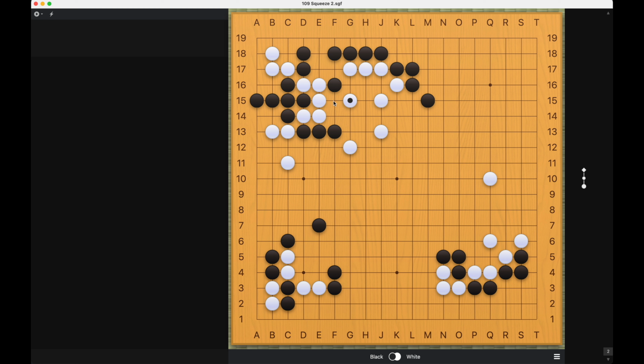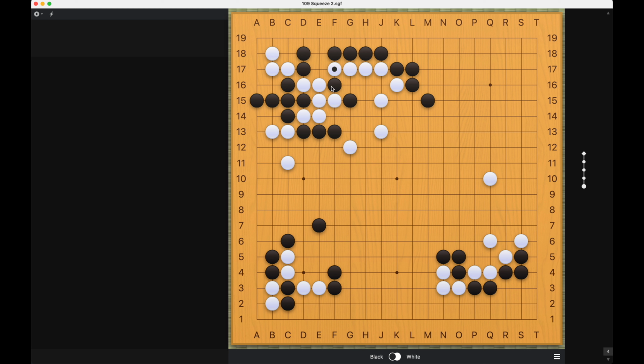White will not just play on the outside and let black kill the 5 white stones in a net. White will try to escape and capture this 1 black stone, right? So it will be something like this. Now white has an atari here. If black connects, then white will connect and black will fail.